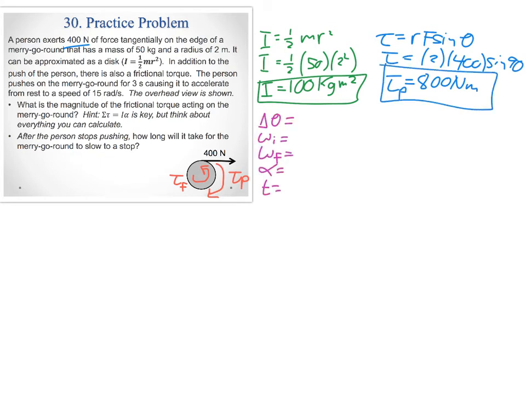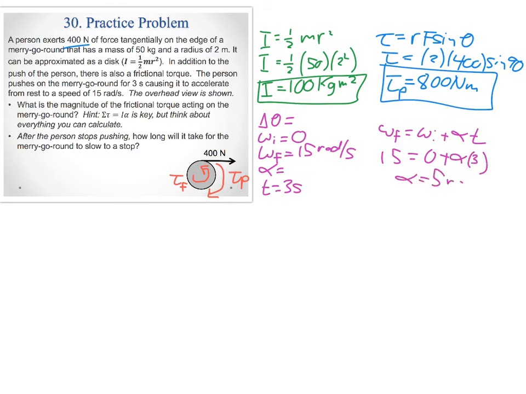The other thing I can do is set up my kinematics. I know it starts from rest and reaches a speed of 15 radians per second over a period of time of 3 seconds, and so I can use that to solve for my angular acceleration. So 15 equals 0 plus alpha times 3, and I get that my angular acceleration is 5 radians per second squared.